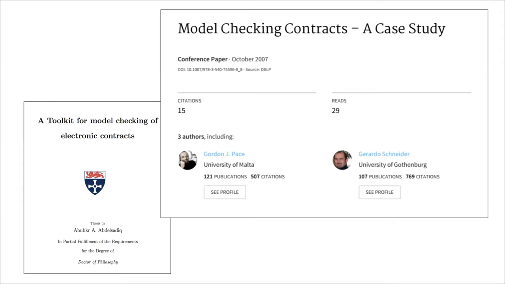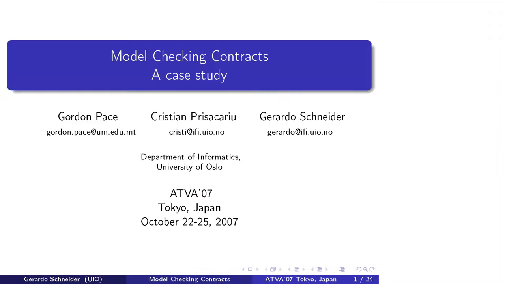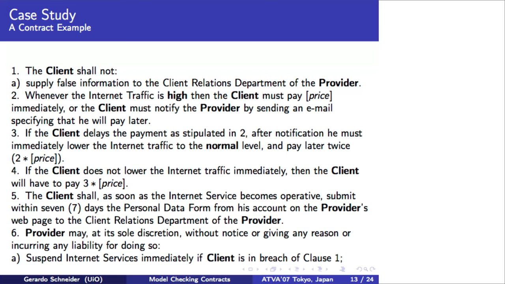And it turns out that more than 10 years ago, there were a couple of people who said, why don't we apply these ideas of model checking to contracts? So if you take a standard SLA contract that you might sign if you're a big ISP, the ISP says, okay, if your traffic goes too high, then you have to pay, and so on.